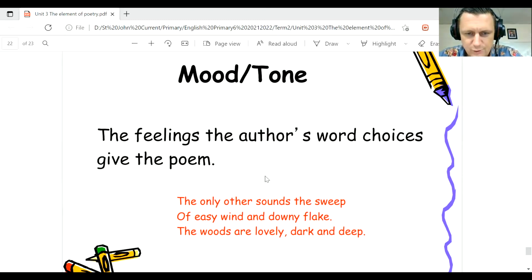So it creates, but there's not always one right answer. That's why it's difficult. You can have a different opinion. What does it make you feel? In me, it creates an image of emptiness, an empty place. Dark. Lovely is something positive. So somebody likes to be in the dark, deep woods. The author likes to be. Maybe he likes to retreat.